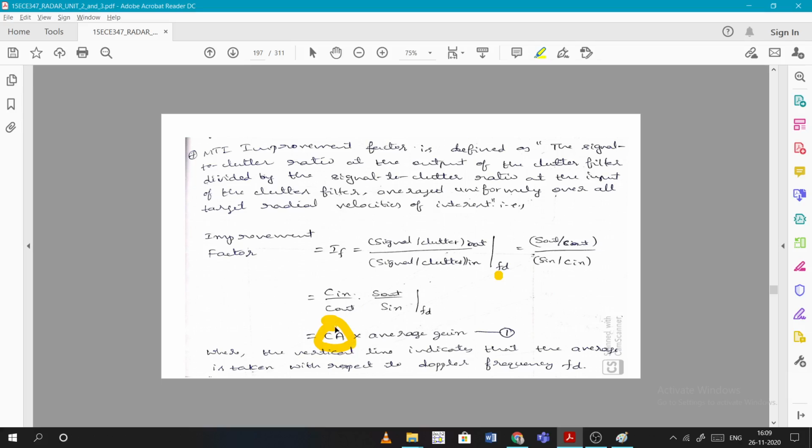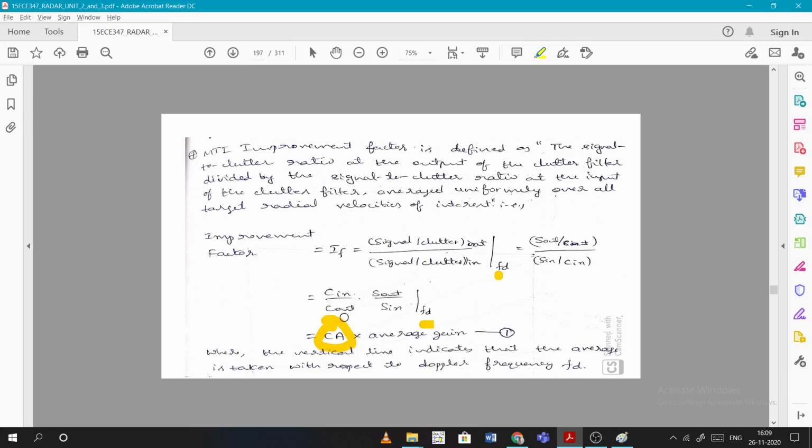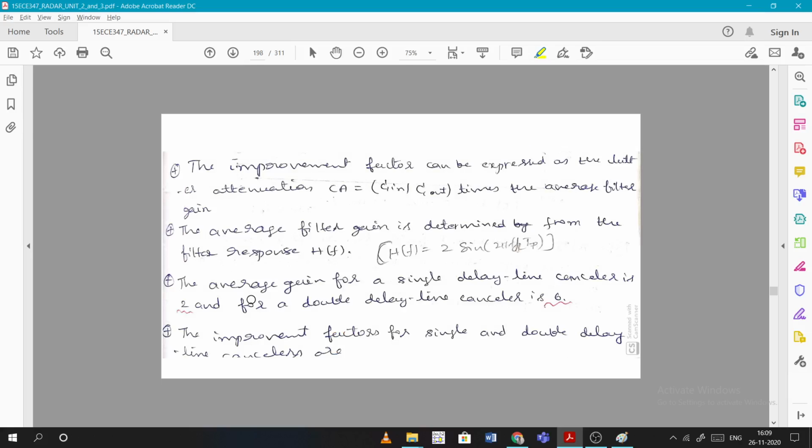So that's what the vertical line is: we are finding this at the Doppler shift frequency. The improvement factor can be expressed as the clutter attenuation CA, which equals C in by C out, times the average filter gain. By multiplying clutter attenuation with the average gain, we get this improvement factor IF. The average filter gain is determined from the filter response H of f.